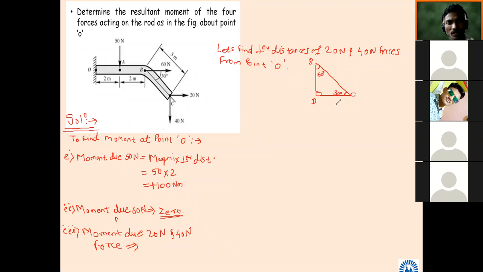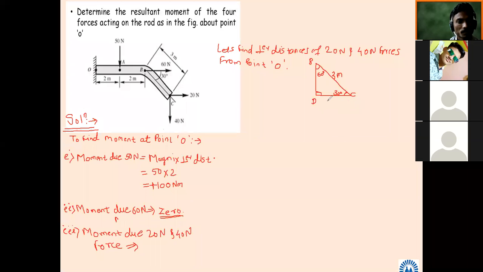And which distances do we need? Which distance is given? 3 meter, this BC is given. Which distances do we want to find out? B to D and D to C. These two distances we want to find out. How to find them now? Pythagoras theorem, or sin 60 degree. Only one side we know. So what to do? Sin 30 is equal to opposite upon hypotenuse.